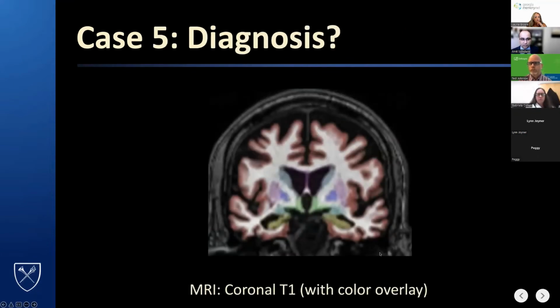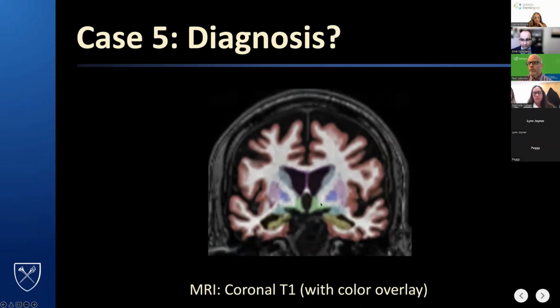Great. We'll move to case number 5, diagnosis based on this coronal T1 with a color overlay. All right, jumped on that really quickly. Alzheimer's disease. Excellent.